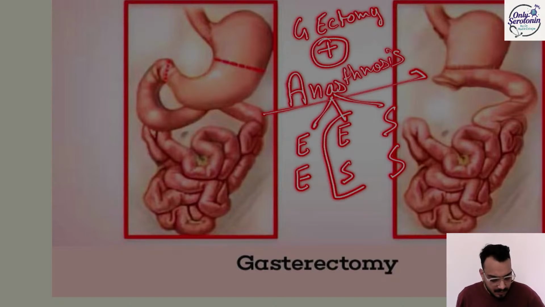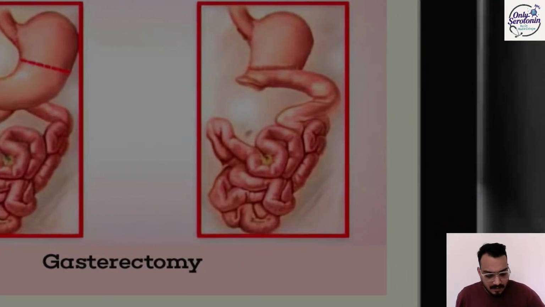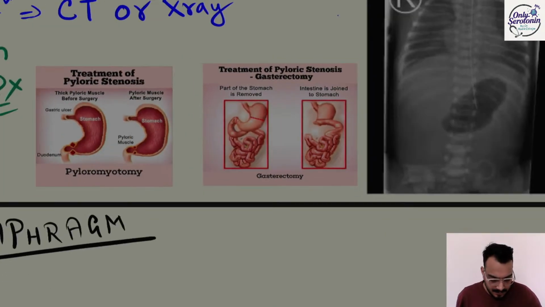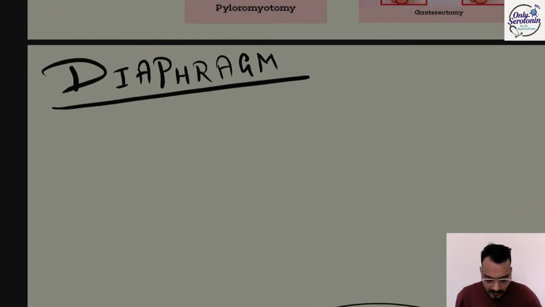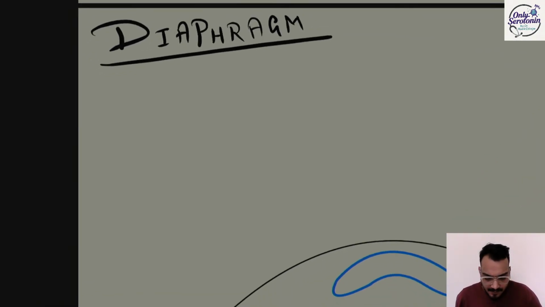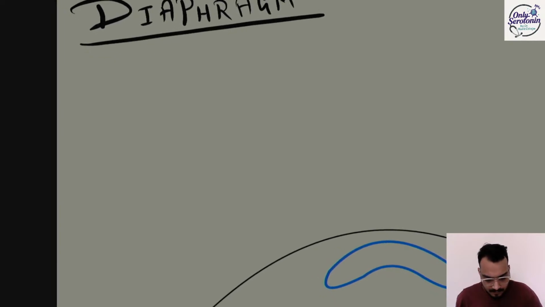Here we are going to do end to side anastomosis. Can you see here? Ending of the stomach and the side part of the duodenum. End to side anastomosis. Done, guys. Now we are going to have diaphragm. Everything is clear?